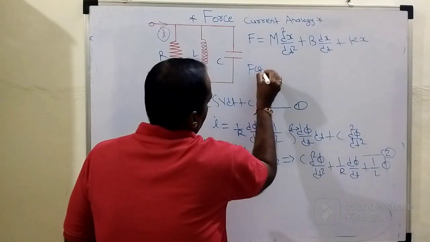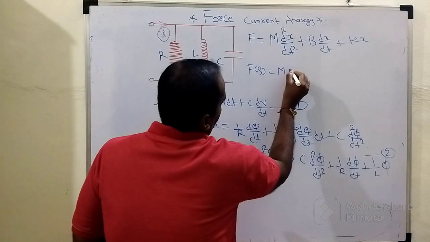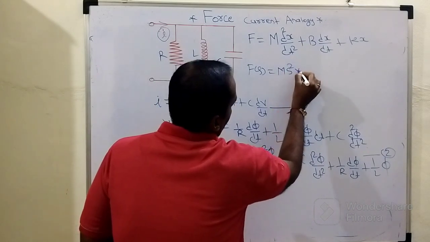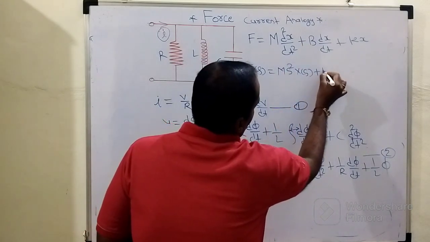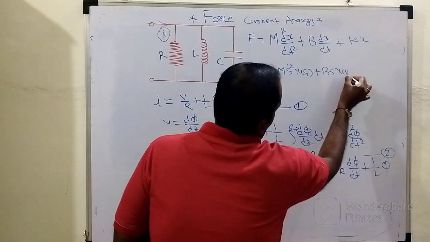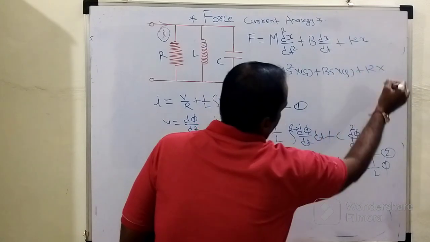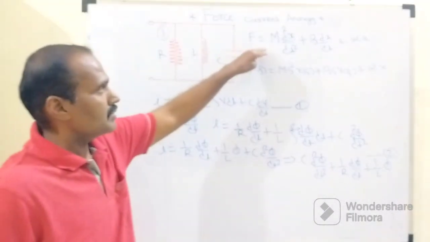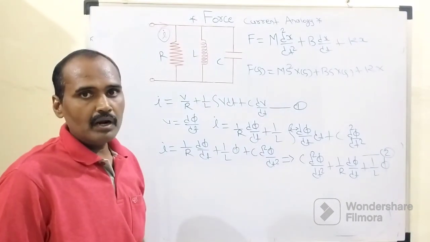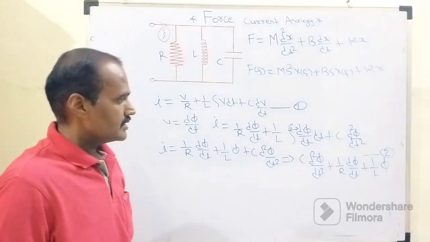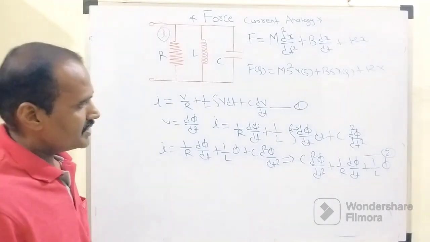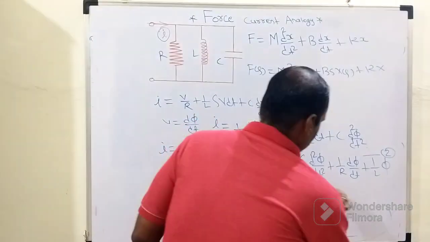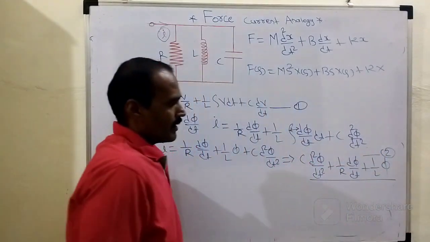When we apply Laplace transform, it will become M s square into X of s plus B s into X of s plus K into X of s. So this is the basic equilibrium equation for the mechanical system. And as far as equation number 2 is concerned, this equation number 2 is nothing but what?